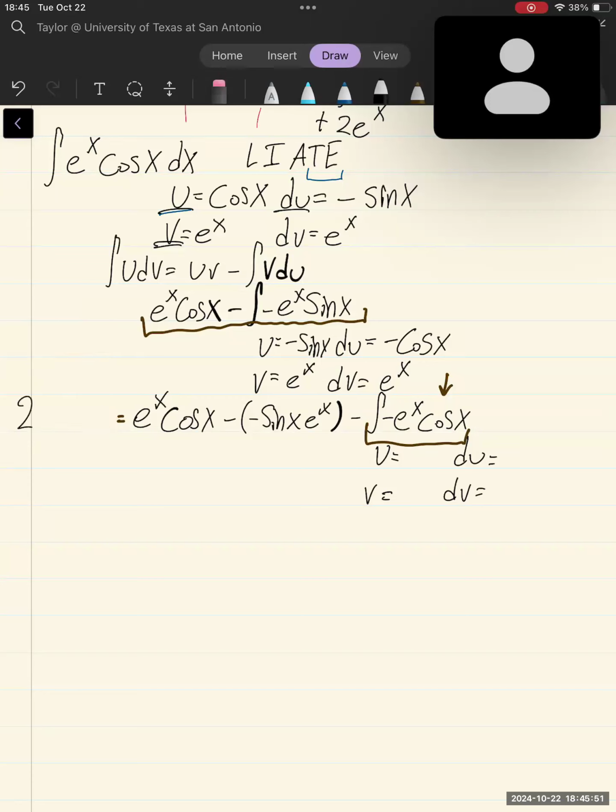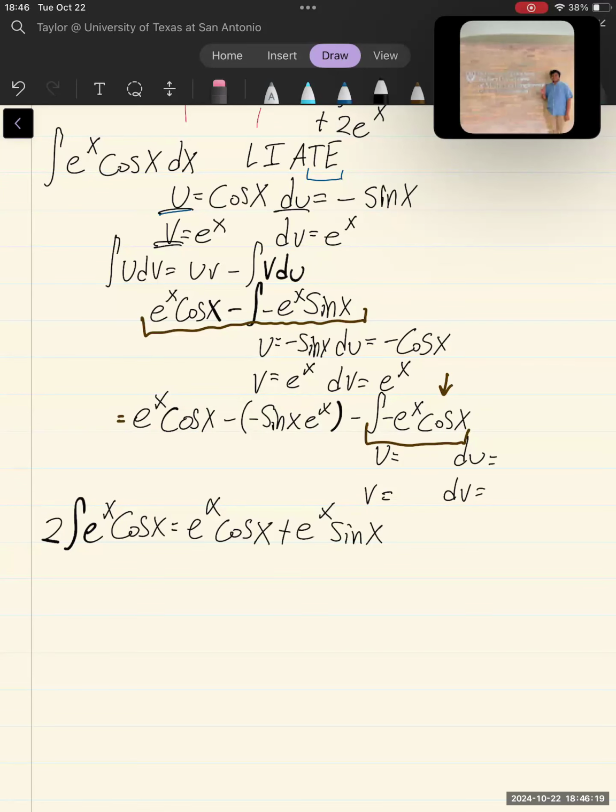Integral. Oops. No. Negative. I'll rewrite it in a second. I see what you guys mean now. 2 integral e to the x cosine x equals e to the x cosine x plus e to the x sine x. Okay, so then what do we do from here now? And then we just divide the whole equation by two, and that's probably our answer.